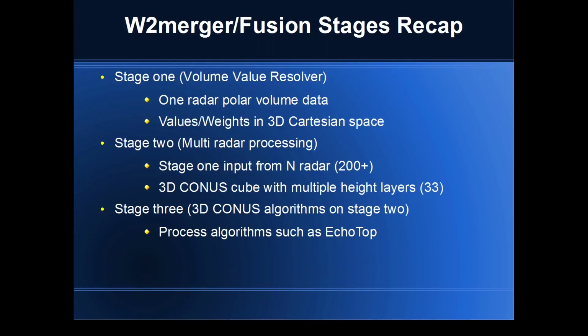We've previously talked in detail about the stages of the merger process in other presentations, but to very quickly recap, we have three main stages. The first projects and combines single radar moments, consisting of a volume of elevation scans, into a CAPPI form of data. Basically, it is a mathematically complex polar to Cartesian projection and value weight system. The second stage combines N radars into a 3D product covering a CONUS or larger area. And finally, the third stage is running data processing algorithms that use this 3D product to generate more products, such as an EchoTop output, among others.